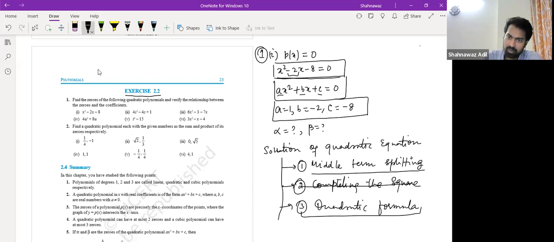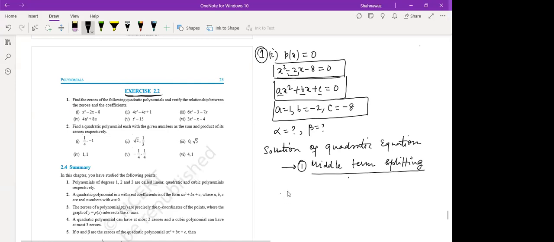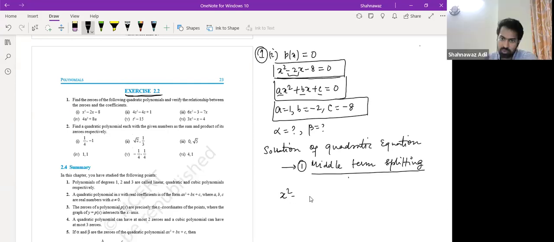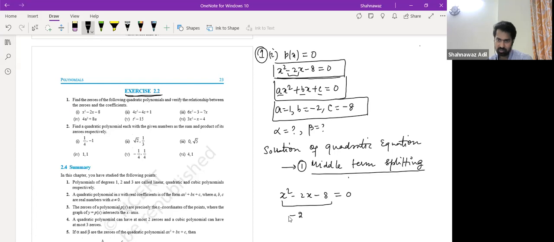So what is this middle term splitting method? You have three terms: x square minus 2x minus 8 equals 0. Three terms, right? And what is the middle term? The middle term is minus 2x. And in the middle term splitting method, we have to split this term.